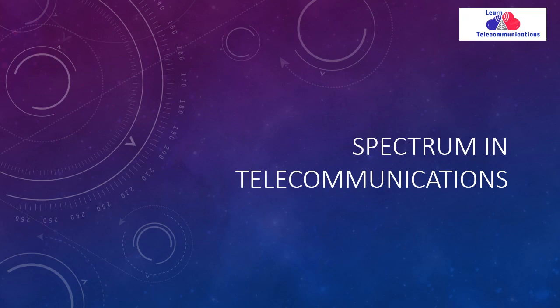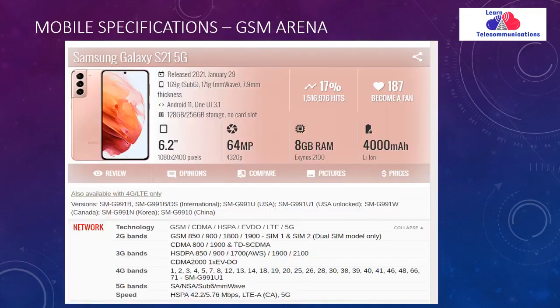Also, when we purchase a phone, we see the mobile specification listing the network technologies supported by the phone. There are different bands like 2G, 3G, 4G and 5G, and there are specific numbers associated with these bands. Let's try to understand what these numbers are.